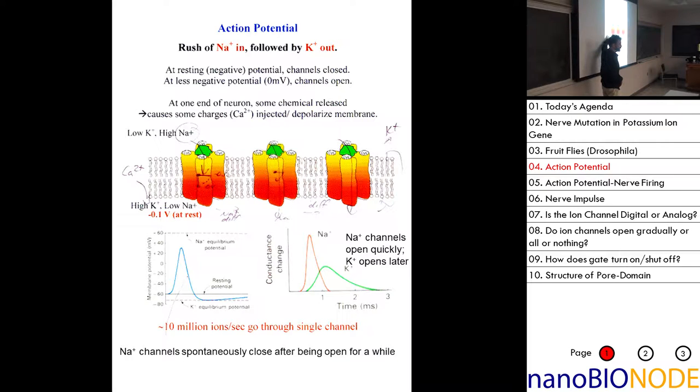Initially, it's high potassium here. So if you open it up, what is going to want to happen? Chemically, it wants to go, but electrically, at this point, it doesn't want to go because you're at negative potential. Although, when it's over here, if it was opening, it would want to go. So it's a combination of electrical and chemical.